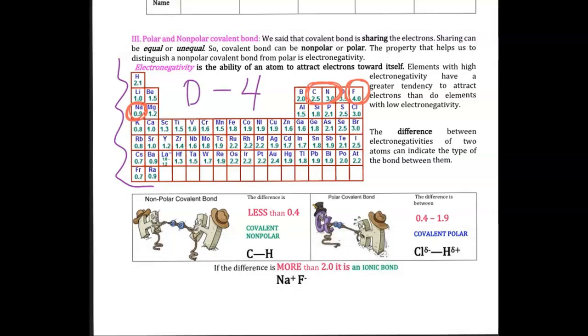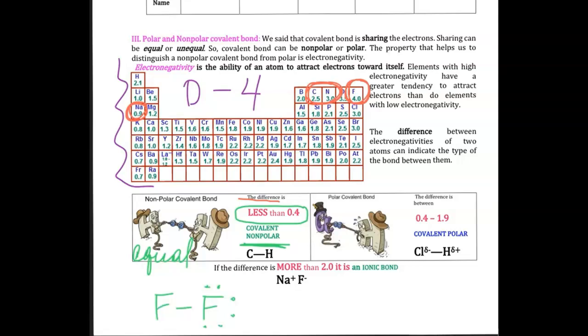So to make it more quantitative, to determine whether a bond is polar or non-polar, you need to calculate the difference in electronegativity between the two atoms. If the difference is less than 0.4, the bond is considered covalent non-polar, like between carbon and hydrogen, between two fluorine atoms, or between two oxygen atoms. Here we deal with equal sharing. They pull electrons equally, like two fluorine atoms do.